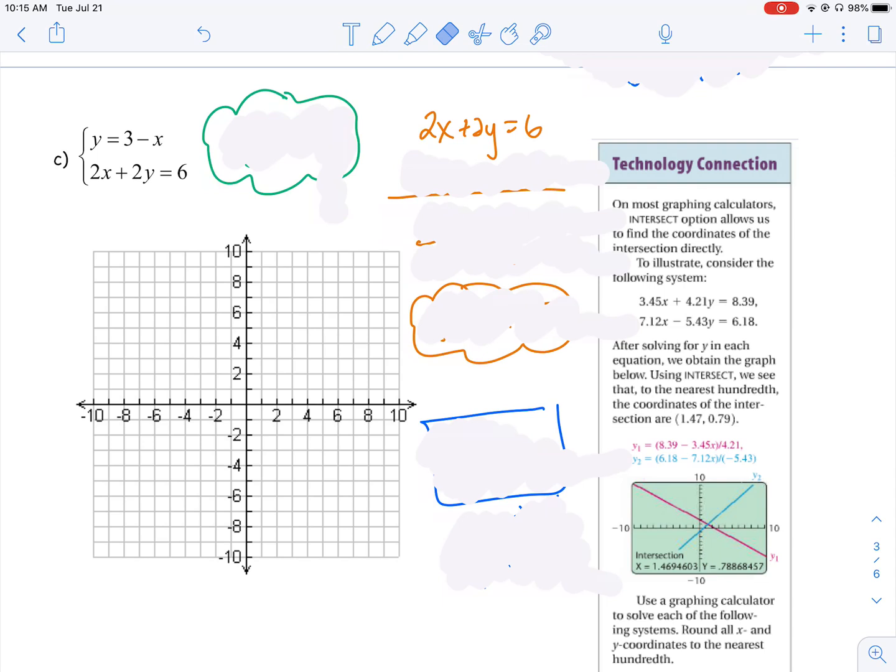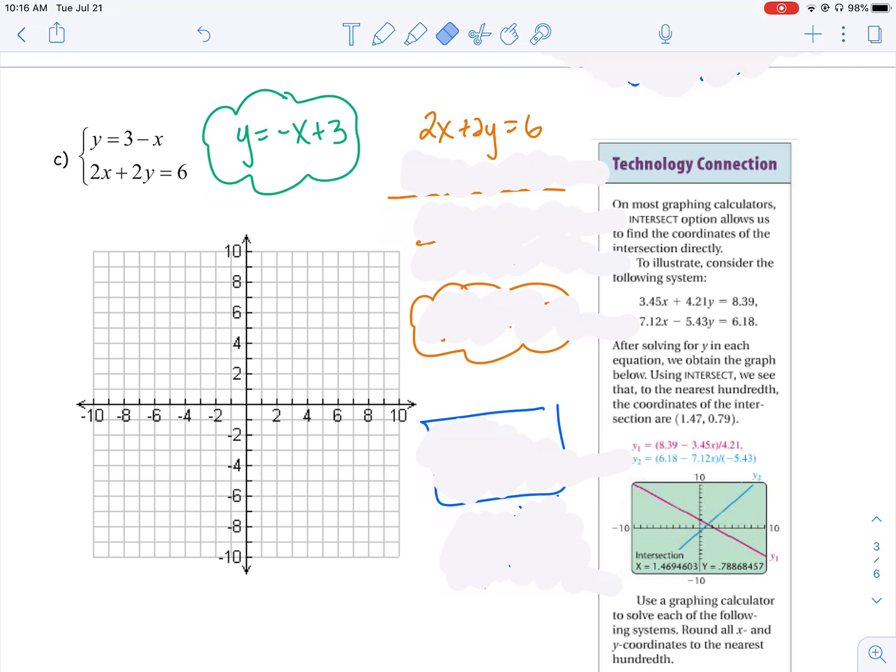All right, for the first equation, it looks close to y equals mx plus b, but the right side is a little bit out of order. So I'm going to just write it in a different order. I'm going to write the negative x first and the positive 3 second, so that it looks a little bit more like y equals mx plus b.